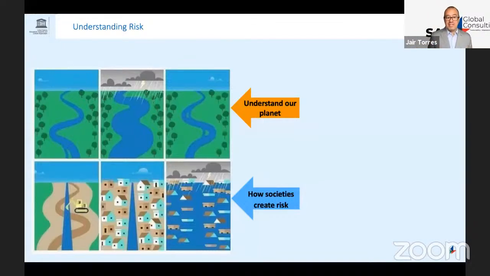I love this picture here because it's really appealing in order to show how societies are creating risk by trying to manage the planet. And we need to try to understand the planet in order to adapt to it and to cope with the different hazards that the planet produces itself. So this is something that we're going to see in the second module.